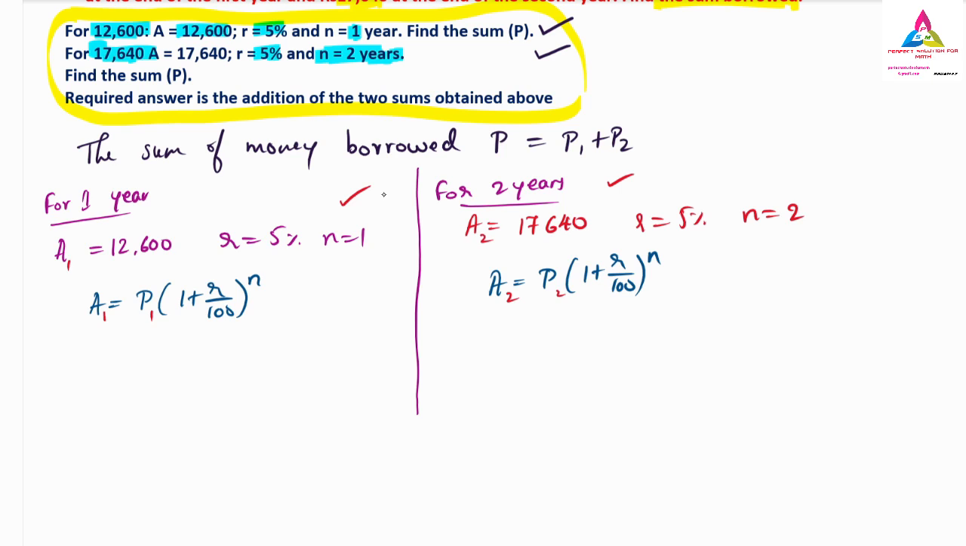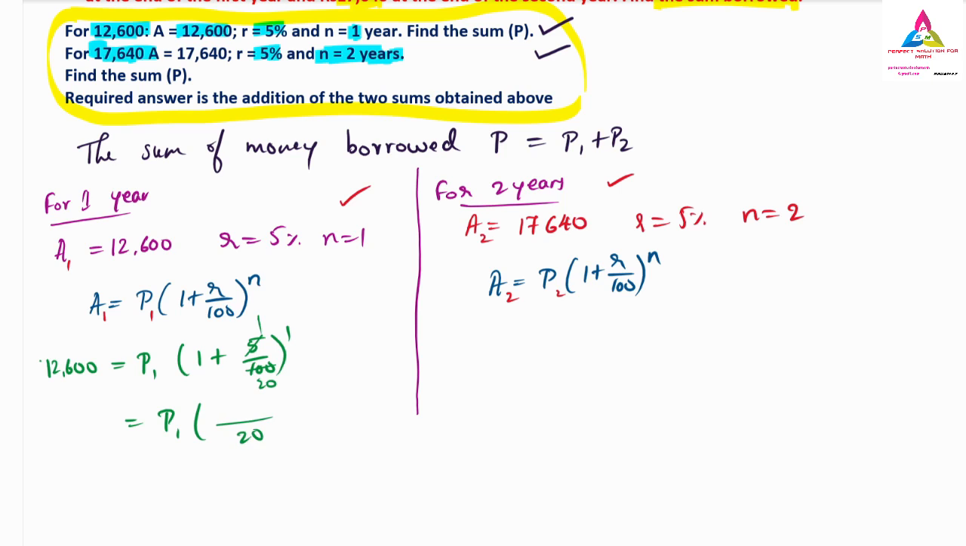Okay, so P2 is the principal amount for the 2 years, and P1 will become the principal amount for the 1 year. Calculate it and you will get the final answer. So how to calculate? Substitute the formula. A value is 12,600, P value we don't know, so P1 we write as it is, 1 as it is, R value is 5 divided by 100 raised to 1 only.